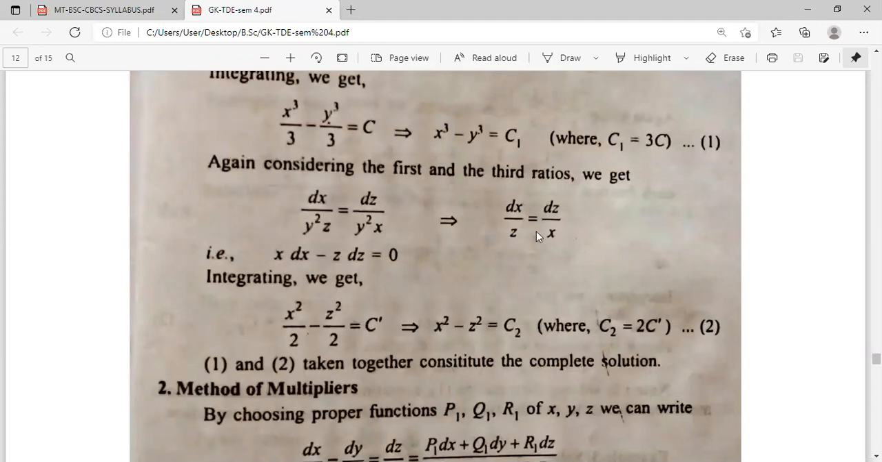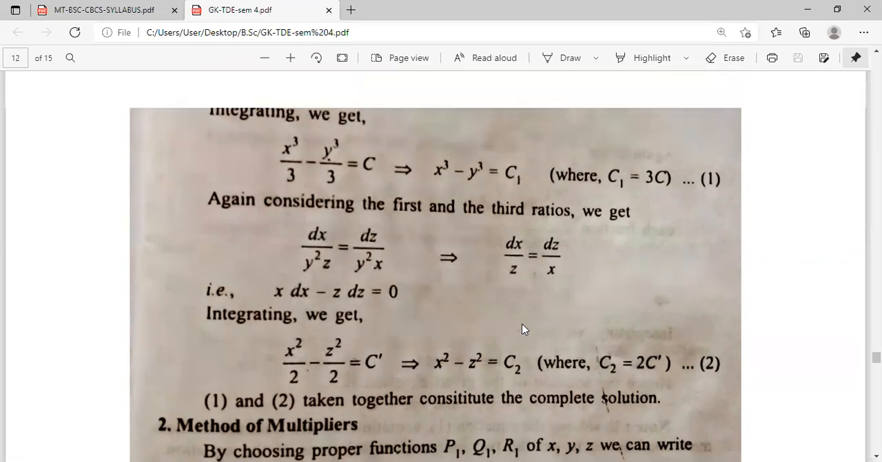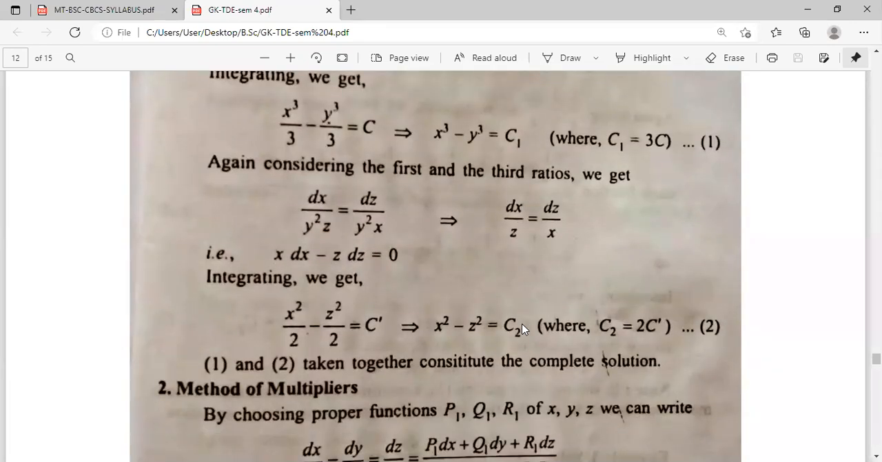Again you see x dx minus z dz. You cross multiply and you get this. Now x square by 2 minus z square by 2 equals c dash. Of course, here 2 c dash equals c2. Now how many did you get? Now here you got two independent solutions.